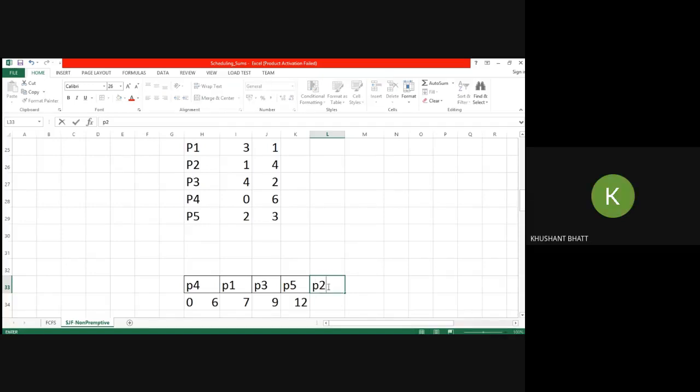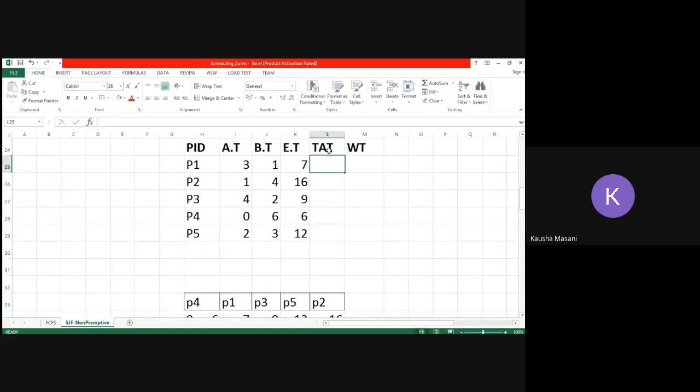Calculate the wait time and turnaround times. Done, ma'am. Turnaround time for P1, 4. For P2, 15. For P3, 5. For P4, 6. And for P5, 10.